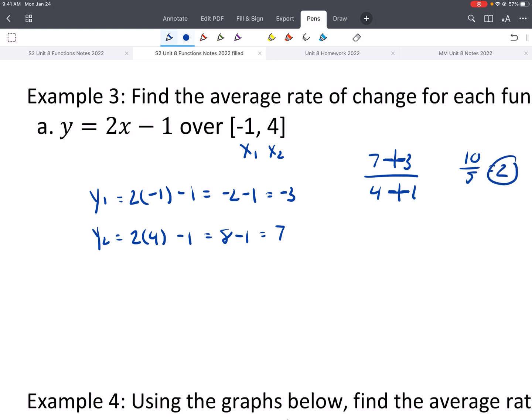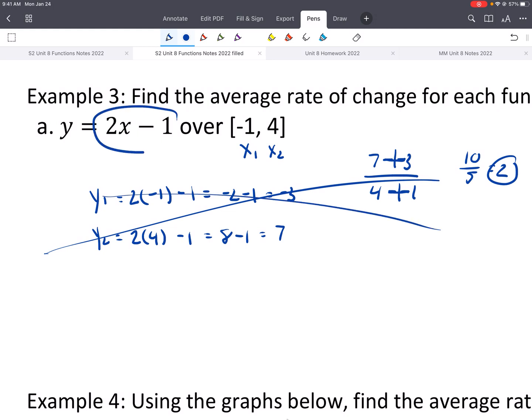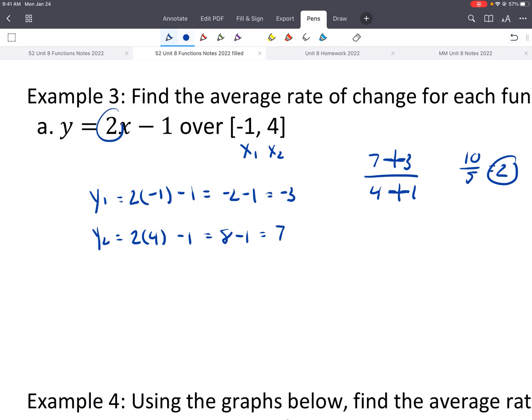So we could have skipped all of this if we realized that this is a linear equation. And linear equations have constant slopes. It's just our m right there. So if you see a problem like that on your homework or your test, you could do what we did here, or you could realize that it's a linear equation and our slope is 2.